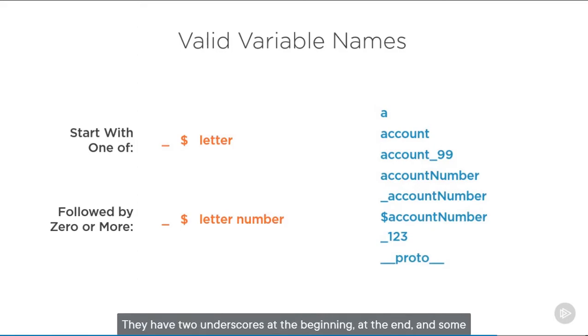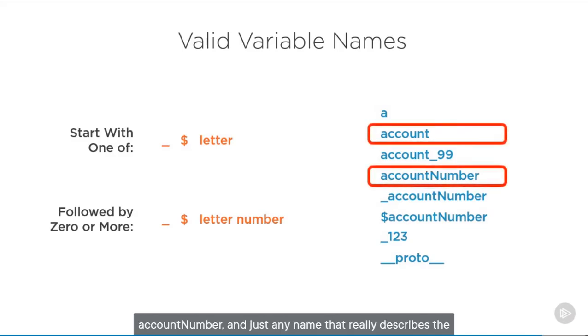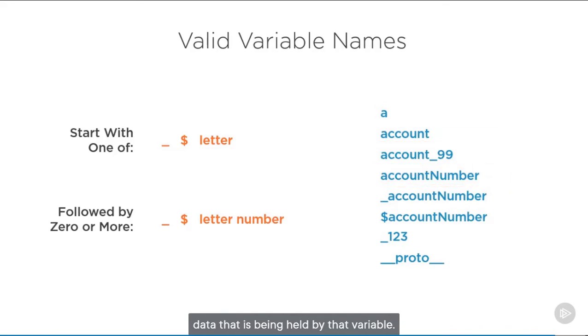You'll also see variables that look like this. They have 2 underscores at the beginning, at the end, and some word in the middle. And you'll run into these, but these are usually reserved for non-standard features. So while all these variable names are valid, the best ones are account, accountNumber, and just any name that really describes the data that is being held by that variable. If there's a problem with a variable name, JavaScript will usually let you know. And we'll take a look at that in the next clip, where we'll look at errors with variables.